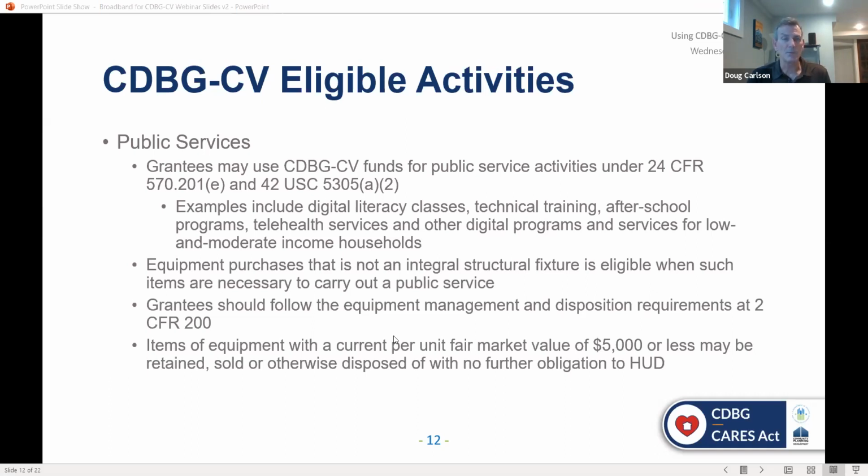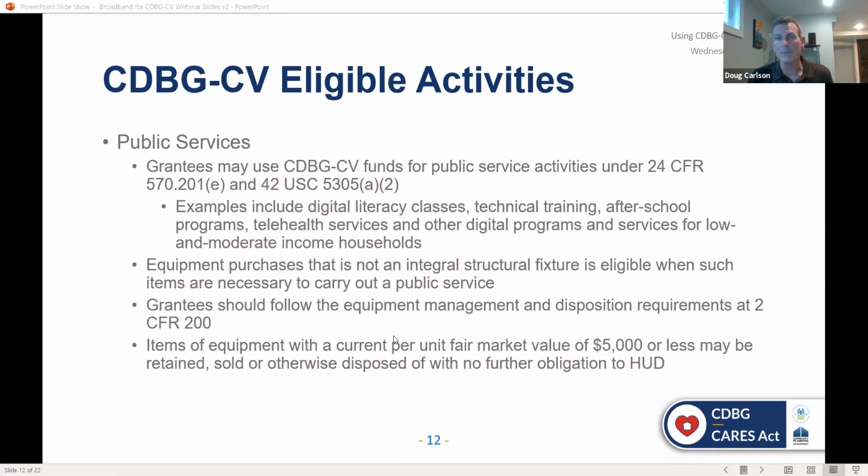It's also important to remember that in the cases where those items of equipment have a current fair market value that is $5,000 or less, that equipment can be retained, sold, or otherwise disposed of by a grantee with no further obligation to HUD. So one of the examples in the CDBG for Broadband Quick Guide is if you had laptops for an after-school program, for example, and those laptops were less than $5,000 each, you could collect those at the end of the program.